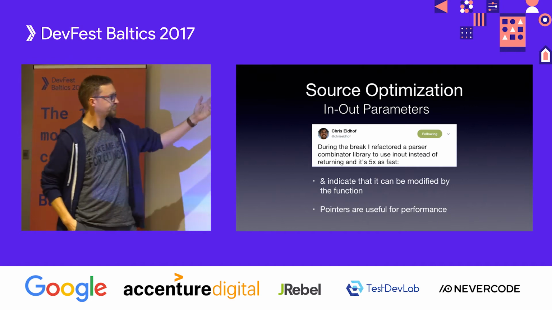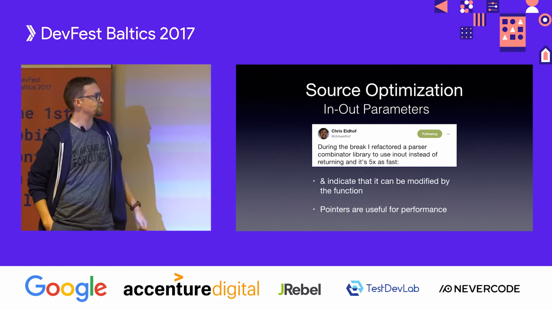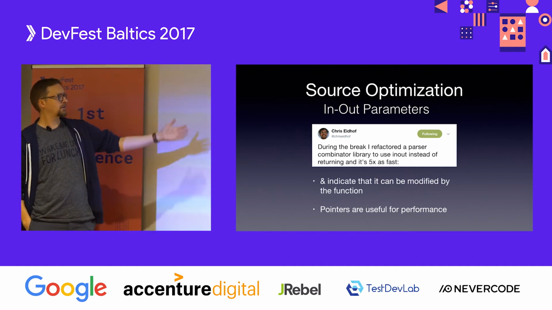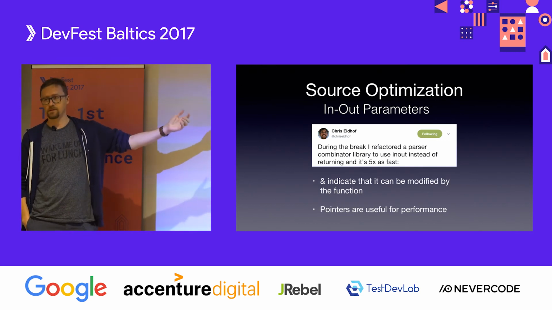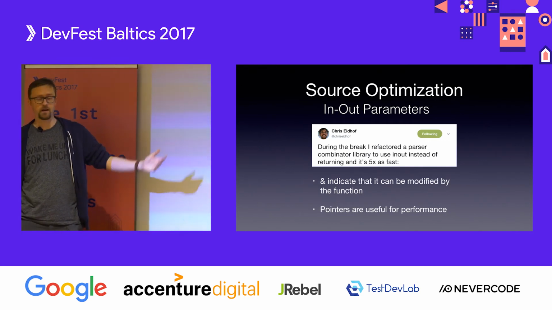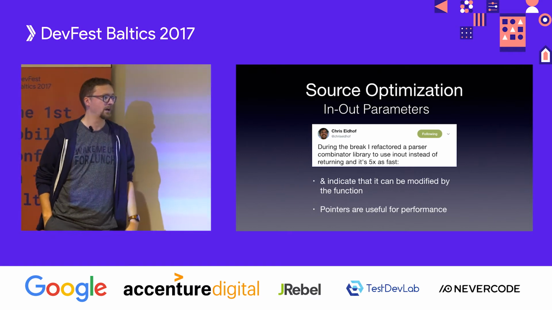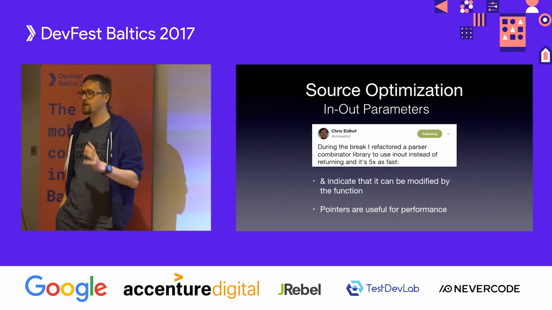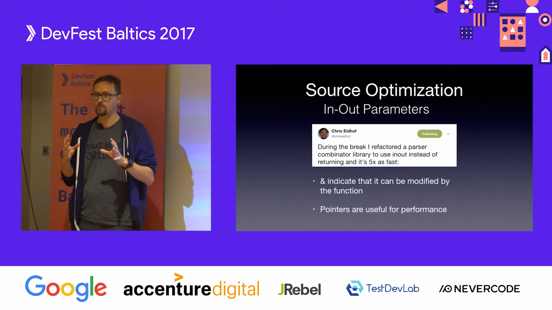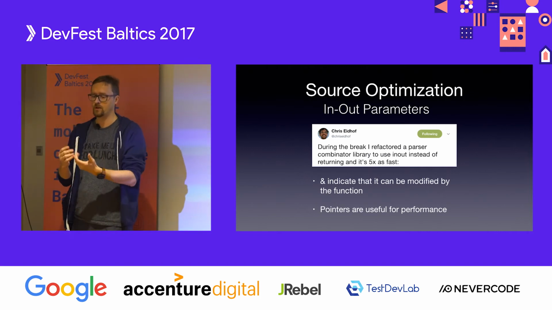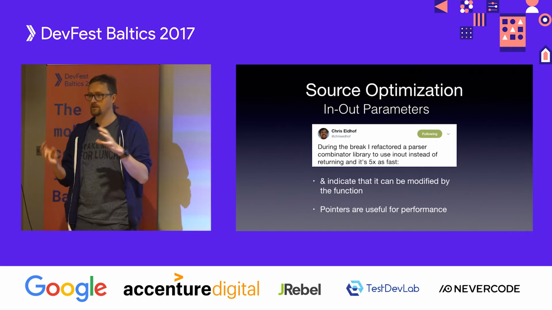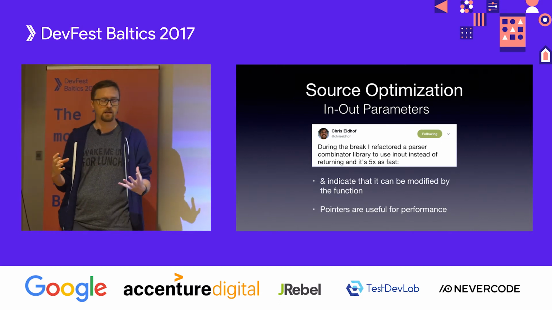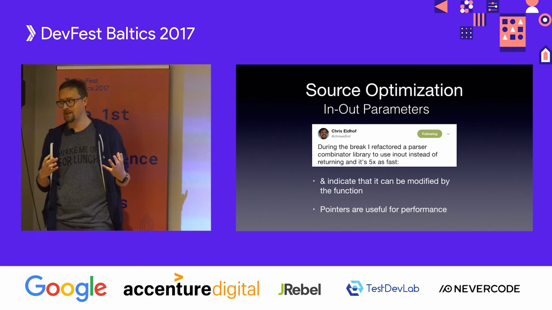This is the example. I quote Chris Eidhof here: during the break, I refactored a parser combinator library to use inout instead of returning, and it's 5 times as fast. And it's fine. It works like this. I changed a lot of code to use that. You have to be careful when you change the code. You have to be sure, because you have no checks, right? You have to be sure you're on a single thread, and it's not used by any other code at the same time, and so on. But if you have that kind of function, yeah, it's fine. It's done fast.